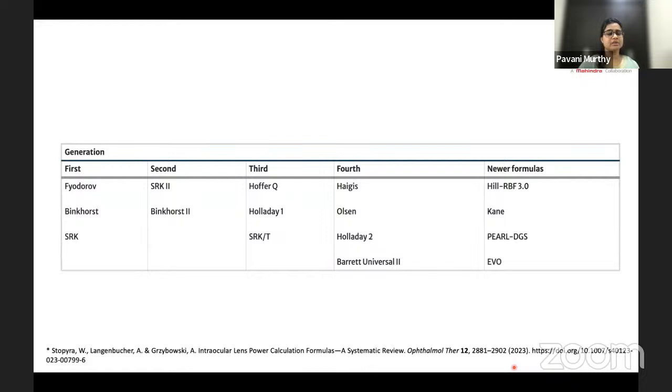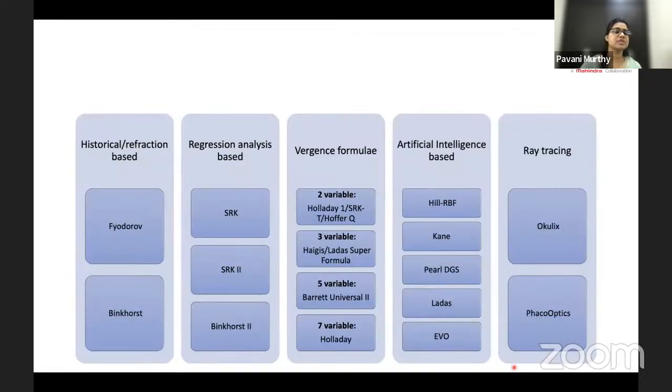IOL formulae have been classified in various forms. One of the common classifications is generation-wise. This is the classification which is commonly followed. Historical or refraction-based, Fyodorov and Binkhorst, we discussed about this in the initial slides, and historical are now obsolete. The regression analysis-based like SRK, SRK2 are also obsolete. Most of the IOL masters, most of the A scans, especially the ultrasound A scans, give SRK2 also in their printouts, so kindly do not follow these.